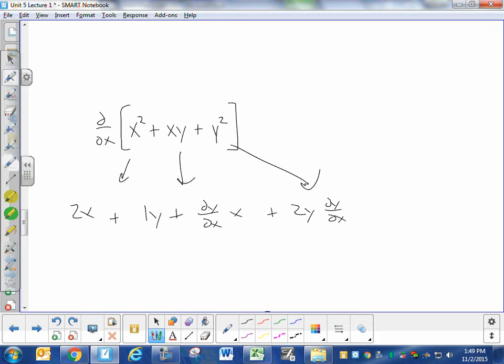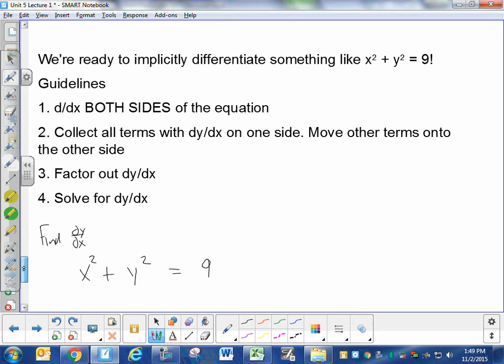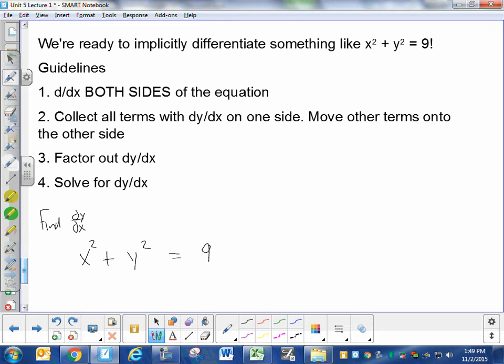Okay, good. Well, here we go. We're ready to implicitly differentiate something like x squared plus y squared equals 9, or something that ends up having a picture of an ellipse, stuff like that. Okay? Here are the guidelines. Now, the guidelines are simpler than this. I wrote them out in terms of four steps, but really there's two. It's differentiate, and then 2, 3, and 4 is just solve for dy dx algebraically.